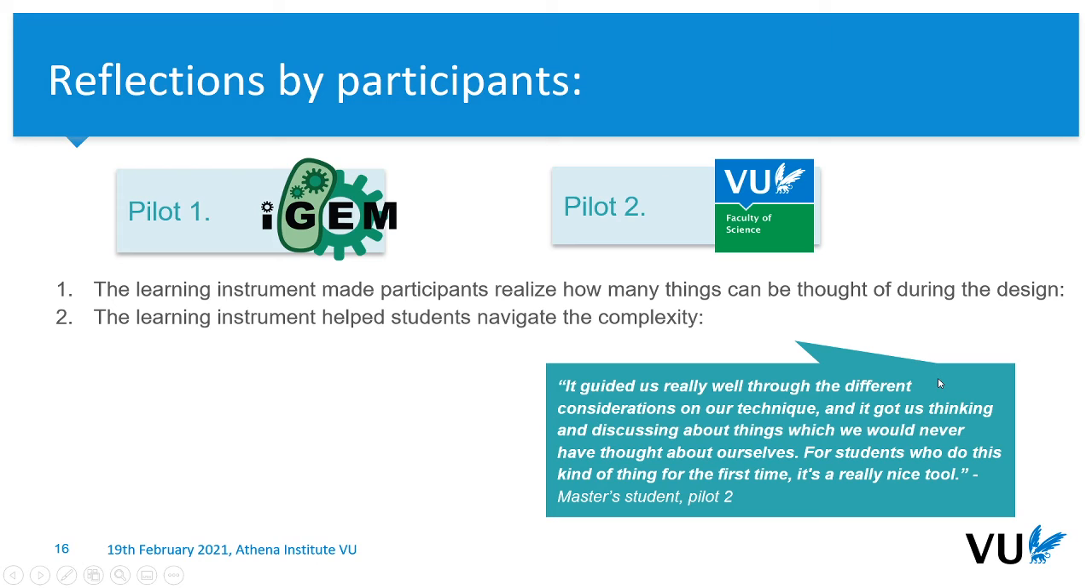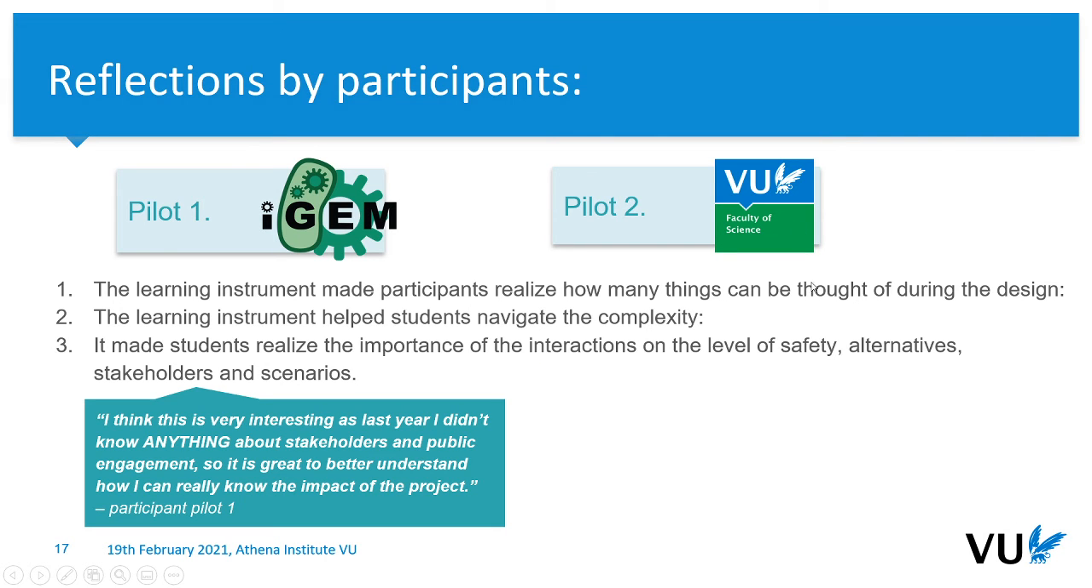And we hope that the experience is shared by many people. For our reaction so far, it's been mostly positive, so that's really awesome. The third real-life reflection by participants is that it made students realize the importance of interaction on the level of safety, alternatives, stakeholder scenarios, and the needs and problems in the world. An iGEM participant reacted, "I think this is a very interesting exercise, as last year I didn't know anything about stakeholders and public engagement, so it is great to better understand how I can really know the impact of the project."